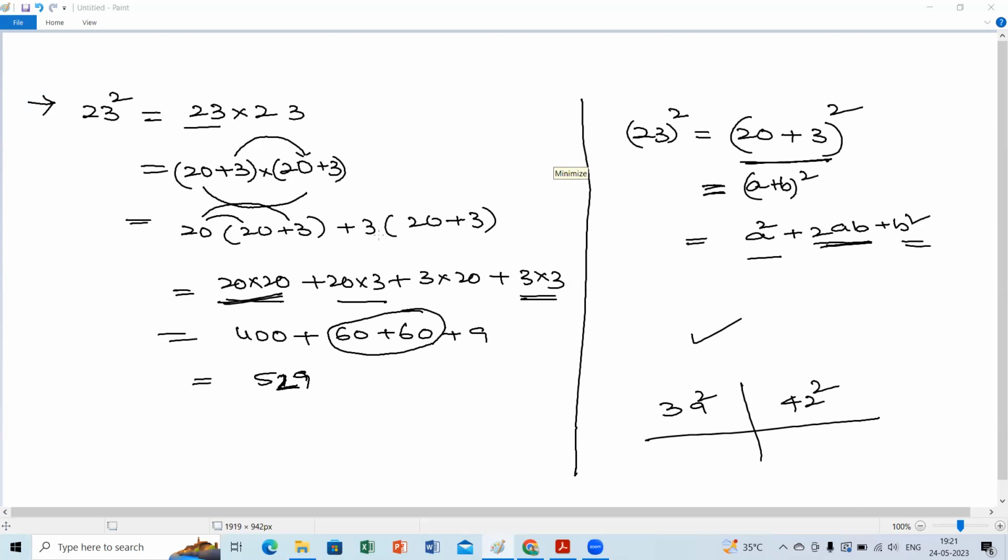Others, please. Pranav, Arush. Are you doing the session, or are you not giving any response? Okay, Pranav. Harshit, please check once, the second one. 42 square, please check once.